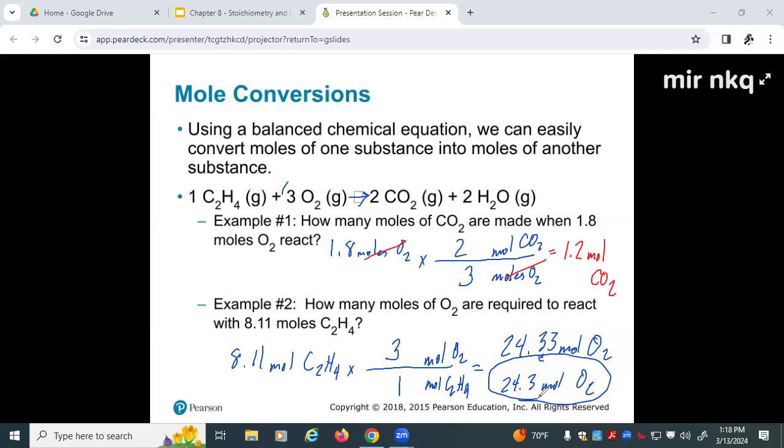Okay, so this is how you do the mole conversions. Take whatever it is that we're interested in, use the balanced chemical equation, use the coefficients to figure out how to turn it into something else. Any questions with the process?